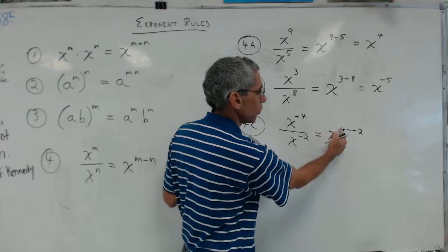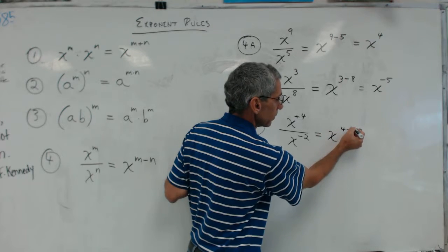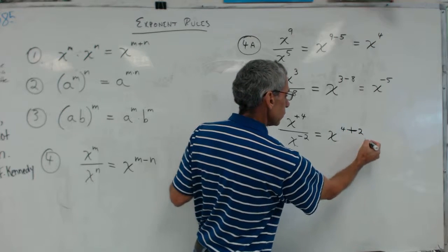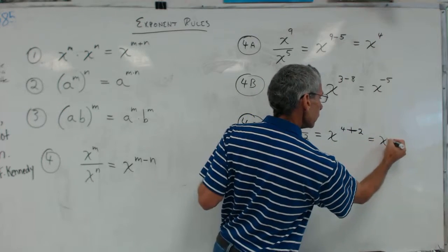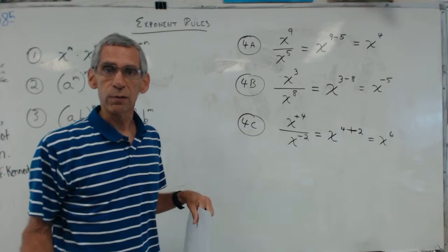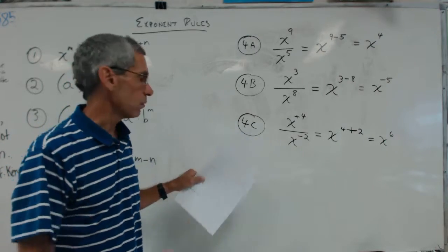It's not just 4 minus 2. It's 4 minus a minus 2. Minus a minus is plus. So I make those minus minuses pluses. So really, the answer is x to the 6th power. That one's a little confusing. Do you agree with me? Yeah. Not really. But does it make sense? Do you see it? Do you get why?